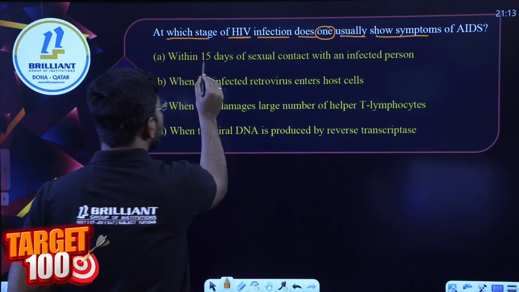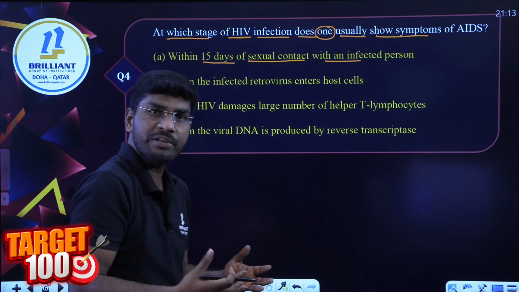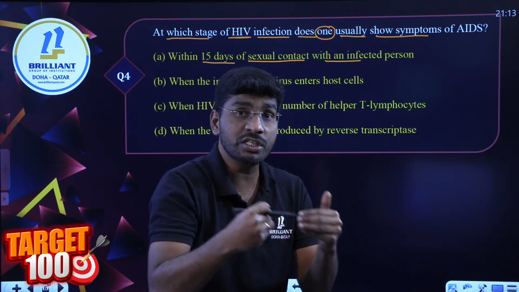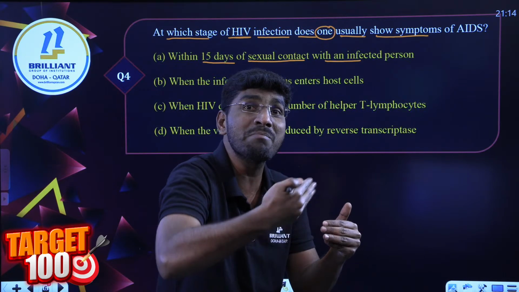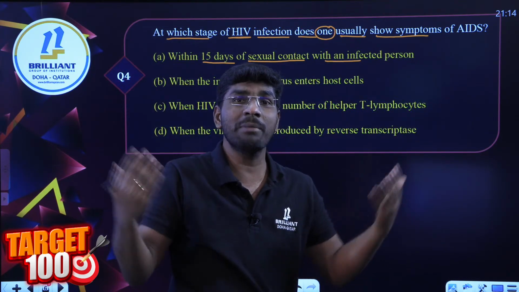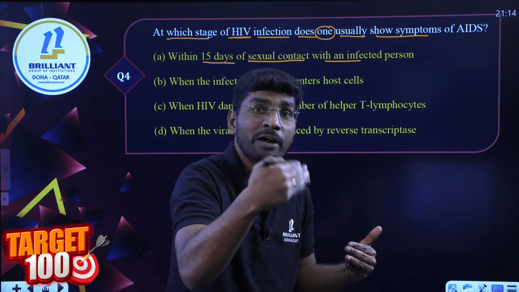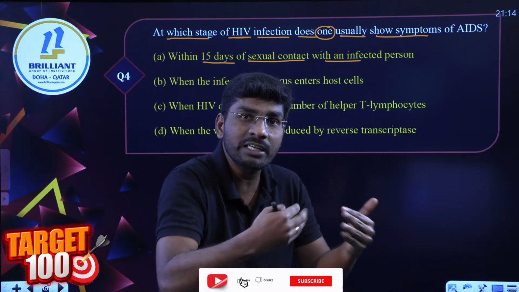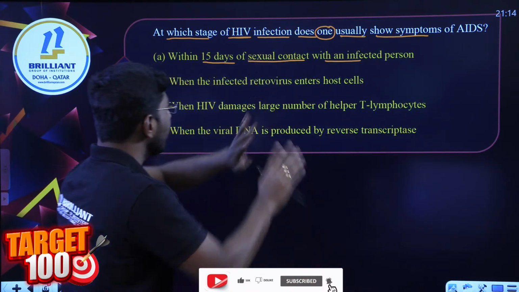Is it within 15 days of sexual contact? No, not within 15 days. In the answer it is given that after infection the HIV is converted into AIDS. It may take months to years. The patient will not show any symptoms. He will feel happy and healthy. But slowly macrophages are decreasing, TH cells are decreasing, and the HIV condition slowly turns into the AIDS condition. So within 15 days, no.